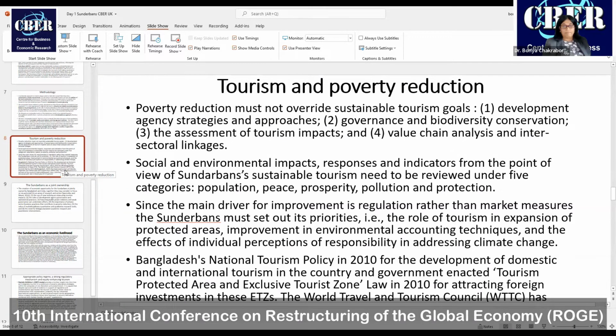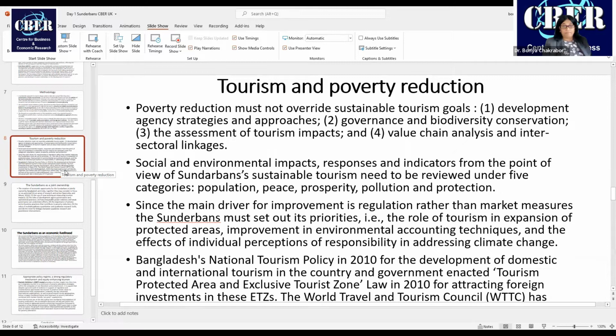And the second part is the various social and environmental impacts, where we try to garner multiple responses from all the stakeholders in the Sundarbans. And from there, we say that the indicators from the point of view of Sundarban sustainable tourism need to be reviewed. And hence, we have identified five categories, which include the population's peace, prosperity, pollution, and protection.